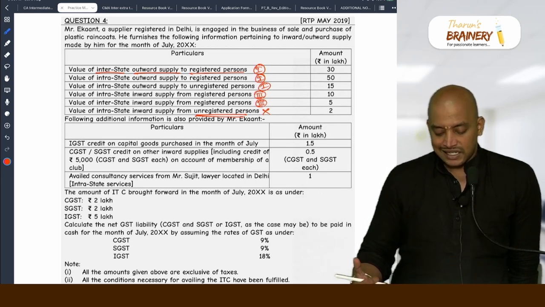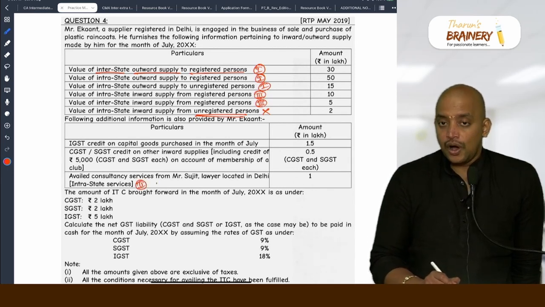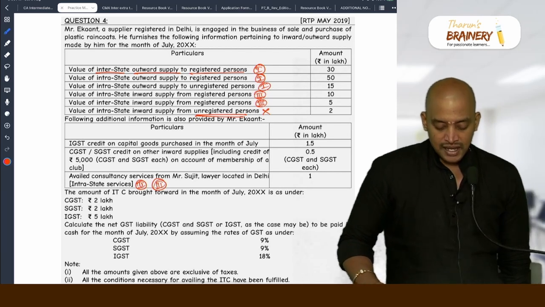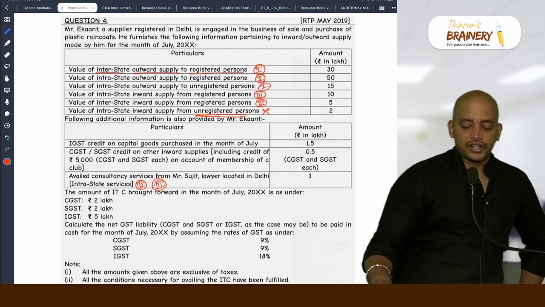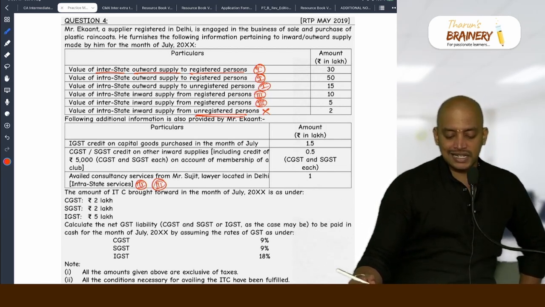Availed consultancy services from Mr. Sujit, lawyer located in Delhi. Okay, so RCM. So it will be coming in statement 2. Also we can take ITC with respect to that. The amount of ITC brought forward in the month of July is as under. CGST 2 lakhs, SGST 2 lakhs, IGST 5 lakhs.